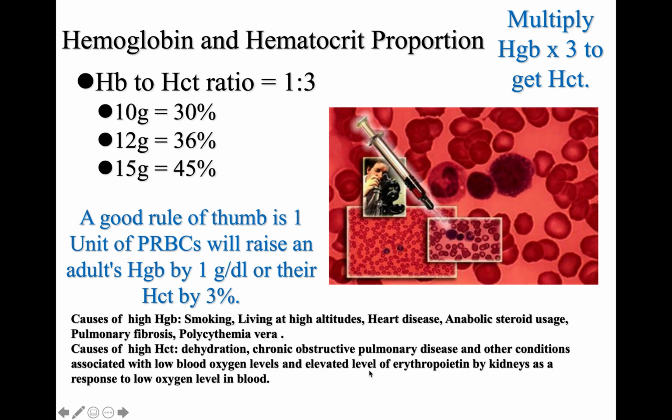Causes of high hemoglobin can be smoking, living at high altitudes, heart disease, anabolic steroid use, pulmonary fibrosis, and polycythemia. Causes of high hematocrit are dehydration, COPD, other conditions associated with low blood oxygen levels, and an elevated level of erythropoietin by the kidneys. And we also always know that's a response to low oxygen level in the blood.